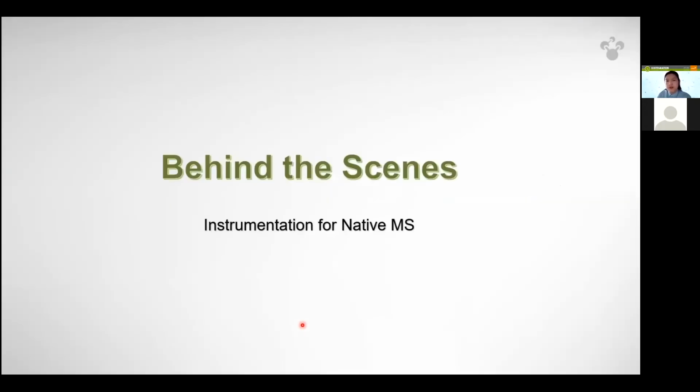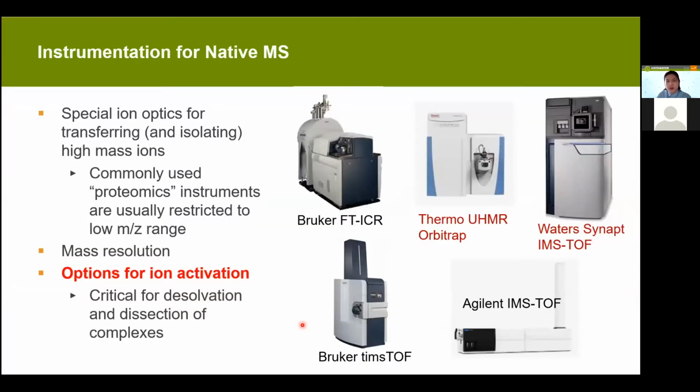So those are all great stuff to see what native mass spectrometry can help us get structure information. So what's behind the scenes? What are the instrumentation we need to do the native mass spectrometry analysis? As you imagine, if the experiments are so great, why does it still feel a little bit difficult to do those experiments?